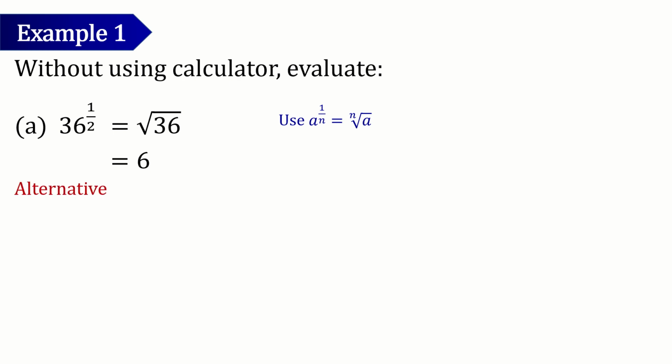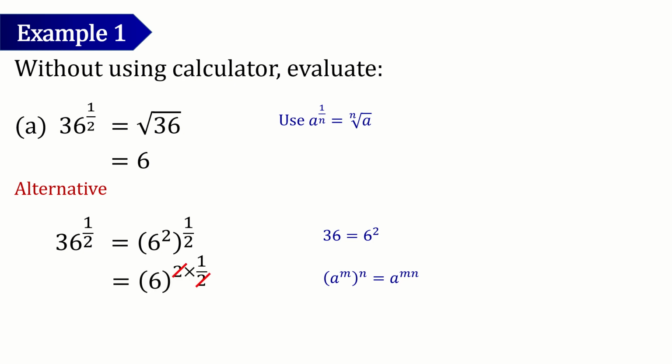We also can do another way. For example, 36 to the power of half, we know that 36 is equivalent to 6 to the power of 2, 6 squared. So we can change that 36 to 6 squared. And now we can use the rule of indices, (a^m)^n equals a to the power of mn. So we can multiply the powers together. So 2 times half becomes 1. So 6 to the power of 1 is just 6. So we have the same answer.